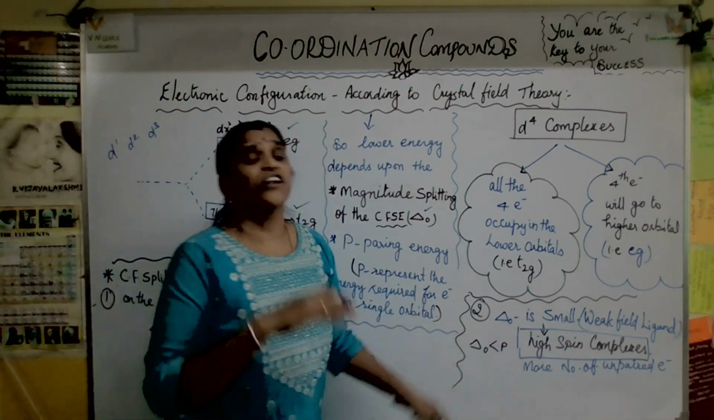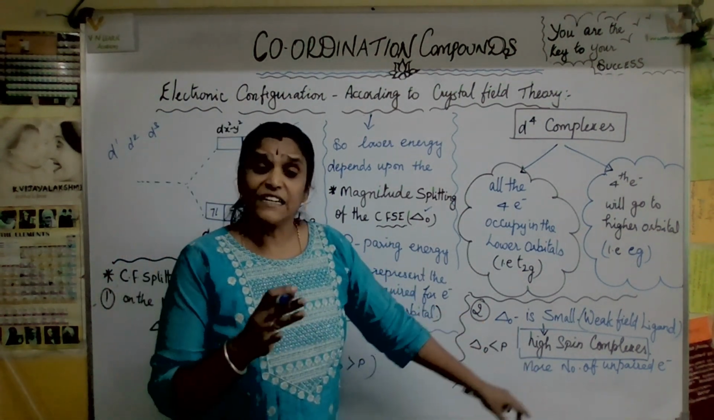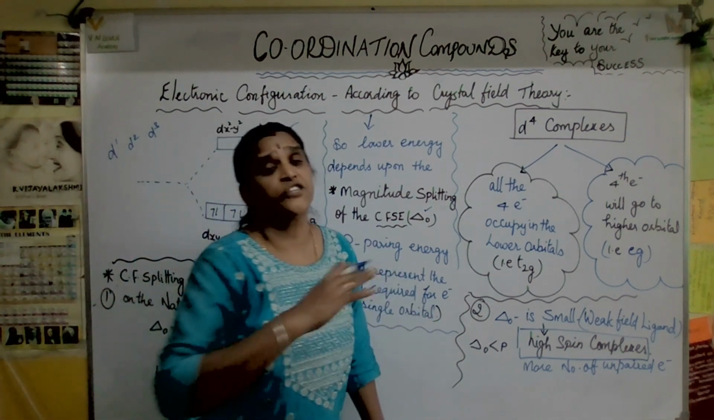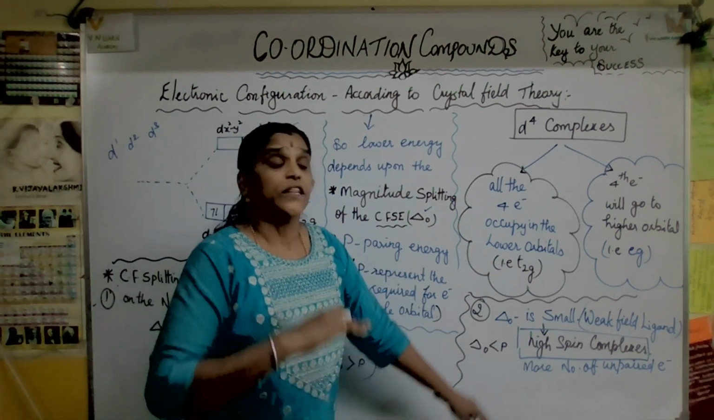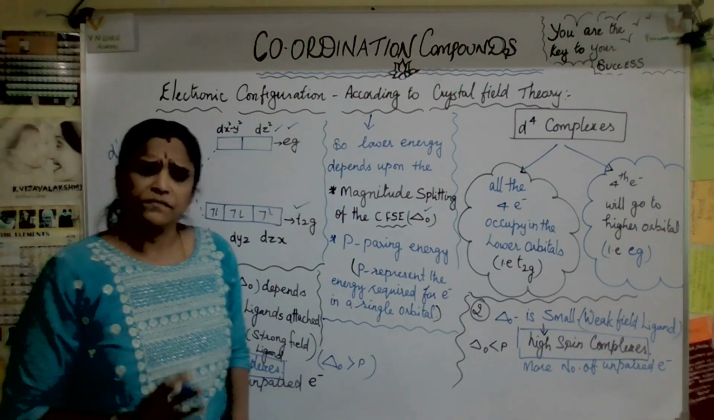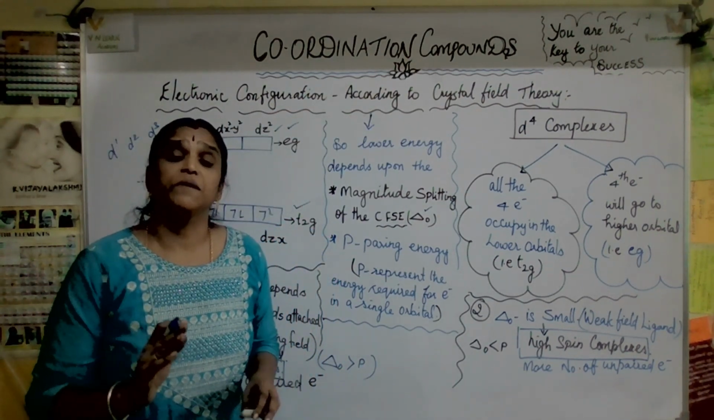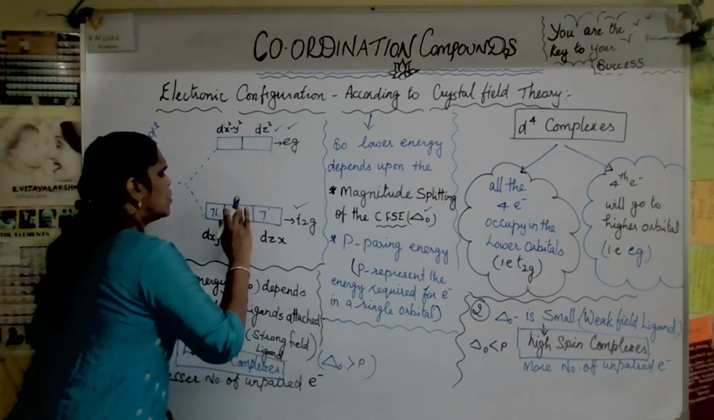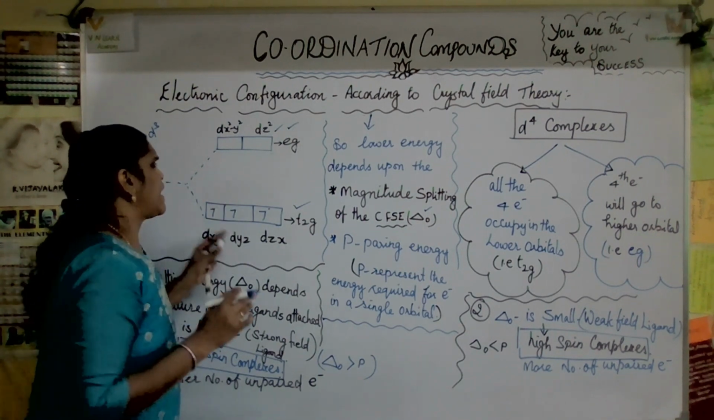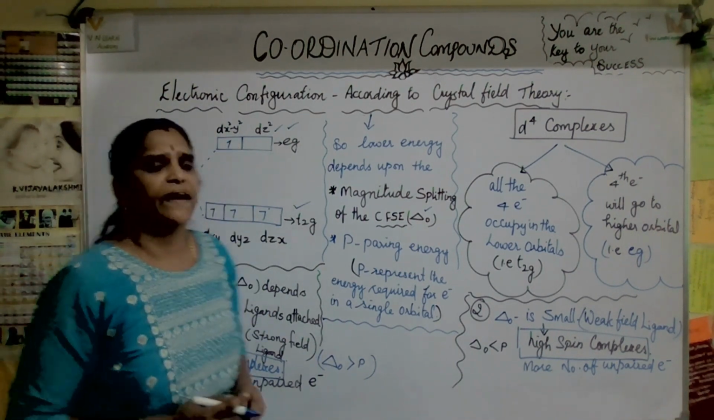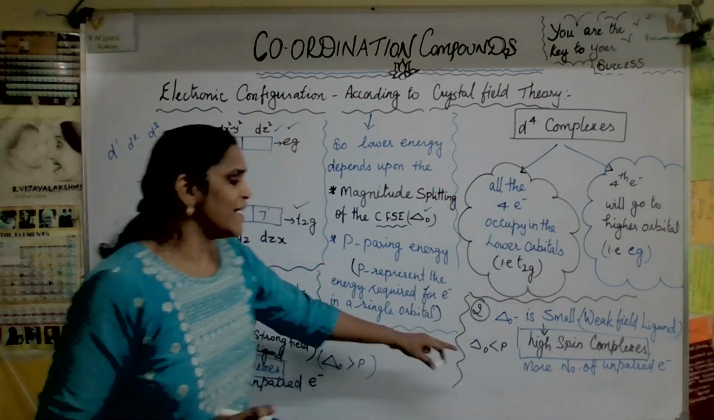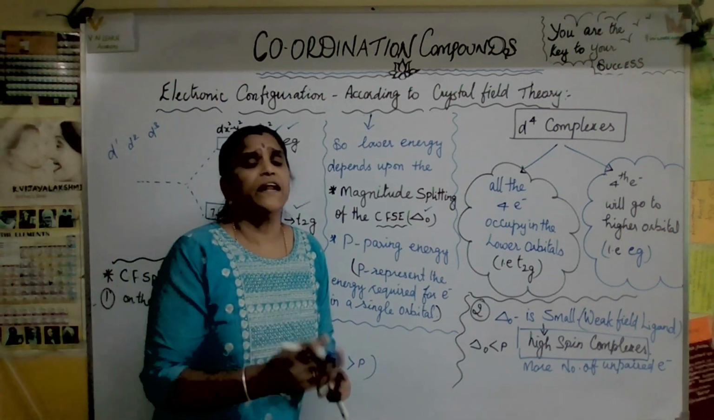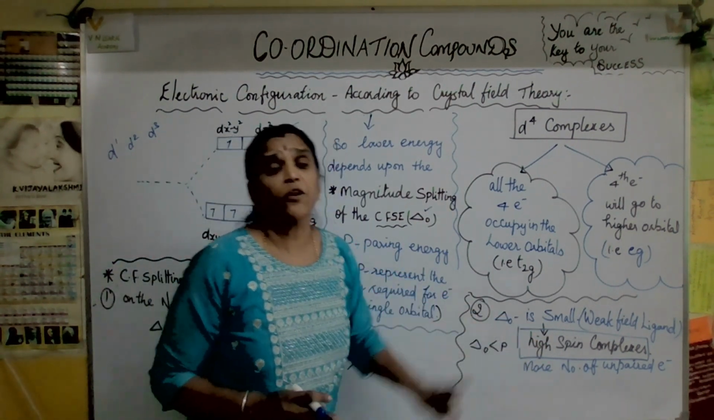Whereas if delta naught is small, the ligand might be a weak field ligand attached to the free metal ion. So the electrons will definitely go to the higher level, the Eg level. That means it is a high spin complex, because the number of unpaired electrons will be more in a weak field ligand. So weak field ligands definitely mean high spin complexes.